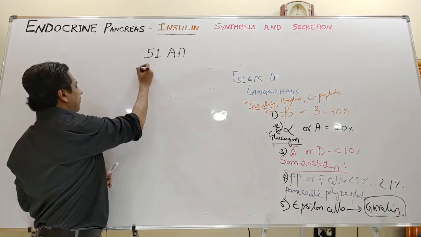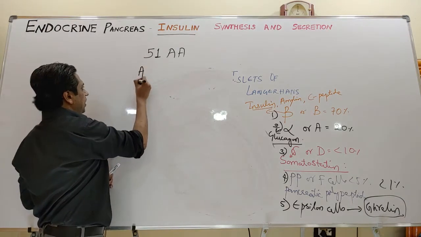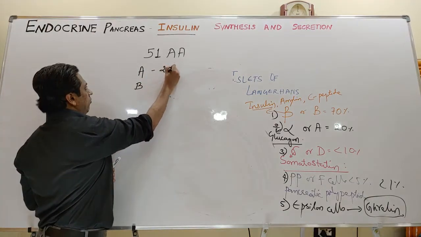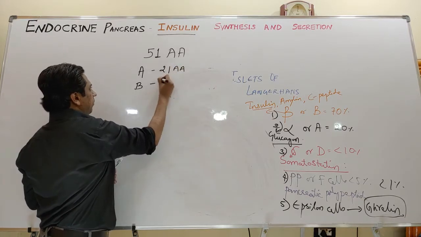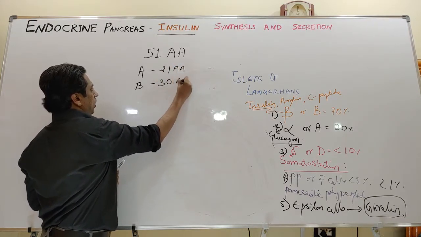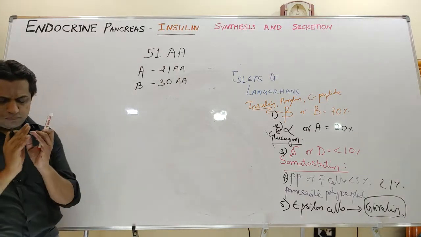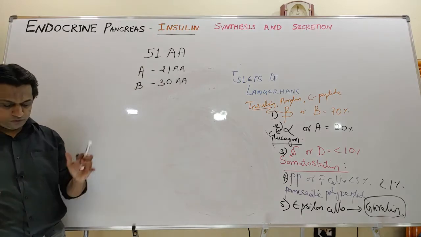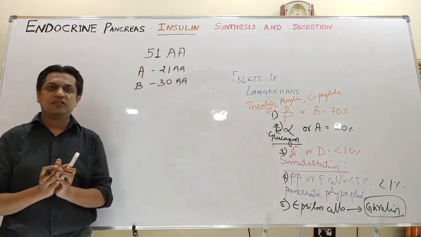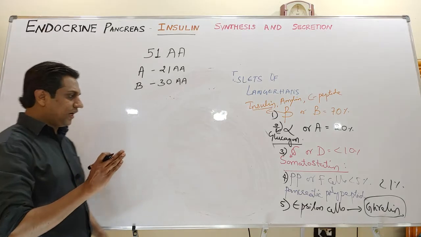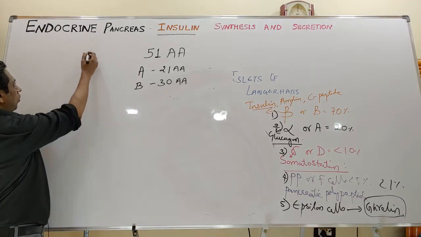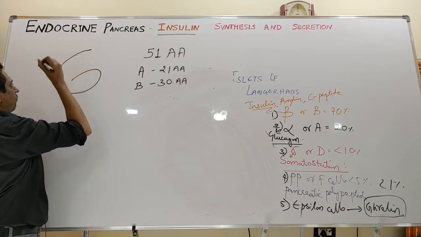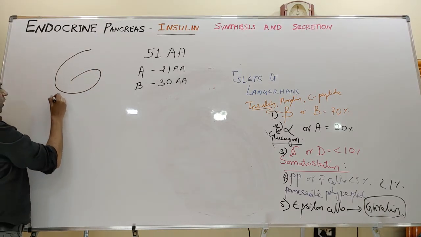It has basically two chains, A chain and B chain. The A chain consists of 21 amino acids and the B chain has 30 amino acids. So totally 51 amino acids. So it is polypeptide in nature. But before insulin is synthesized, it is in a premature state, and the first molecule is synthesized as, just consider this a rough diagram, pre-proinsulin.